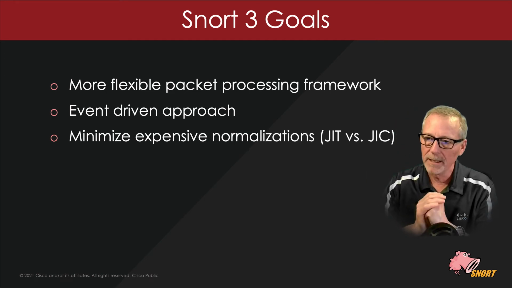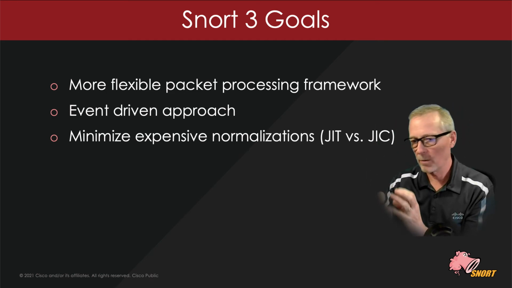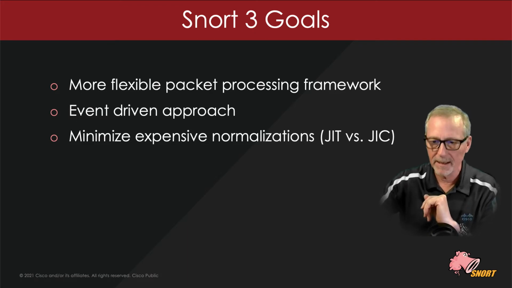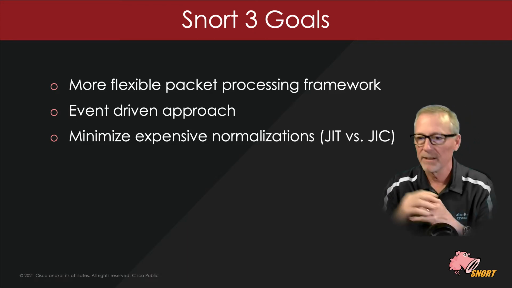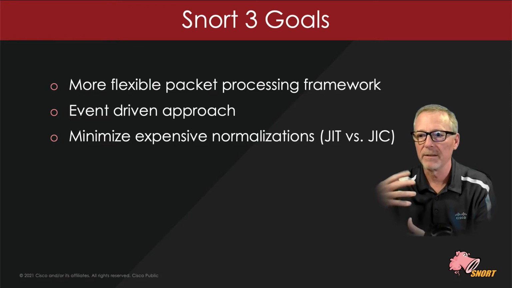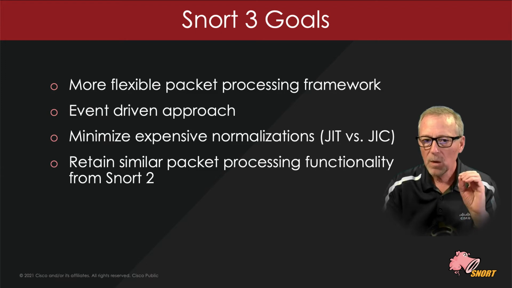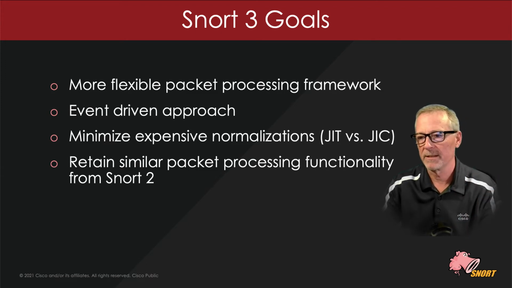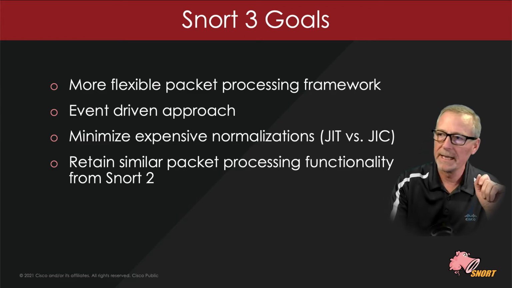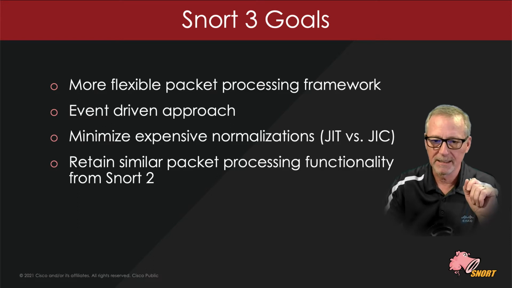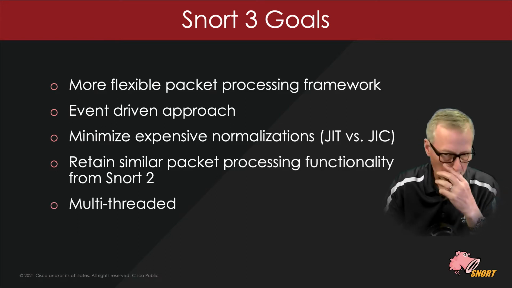Just in time would be, hey, let's not pull the stuff out and normalize it until there's a rule or some other preprocessor that needs that data. Then it will do it. That's just in time. So that's more efficient. So we don't have to actually normalize anything unless something else needs it. We still wanted to retain a similar packet processing functionality from Snort 2 because there's nothing wrong with that. It works, and it's understandable, and people understand how that works. So we still want to process packets in a similar manner, just better.